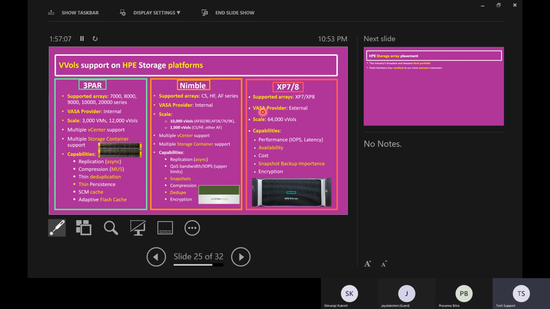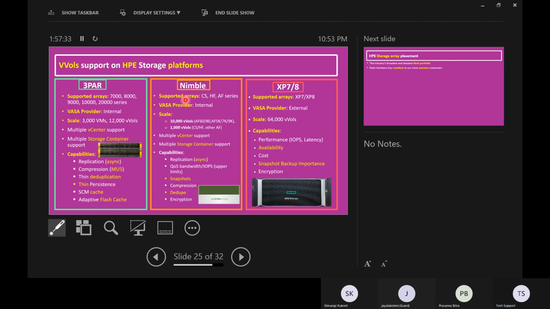But one additional feature of XP7 is that it will support external storage also, because this storage capacity is very huge, and the cost of the XP storage is very high. Normally we use XP storage for big data, and for any large-scale environment we recommend going for XP8. For medium-scale and small-scale industries, they will go for 3PAR and Nimble storage.